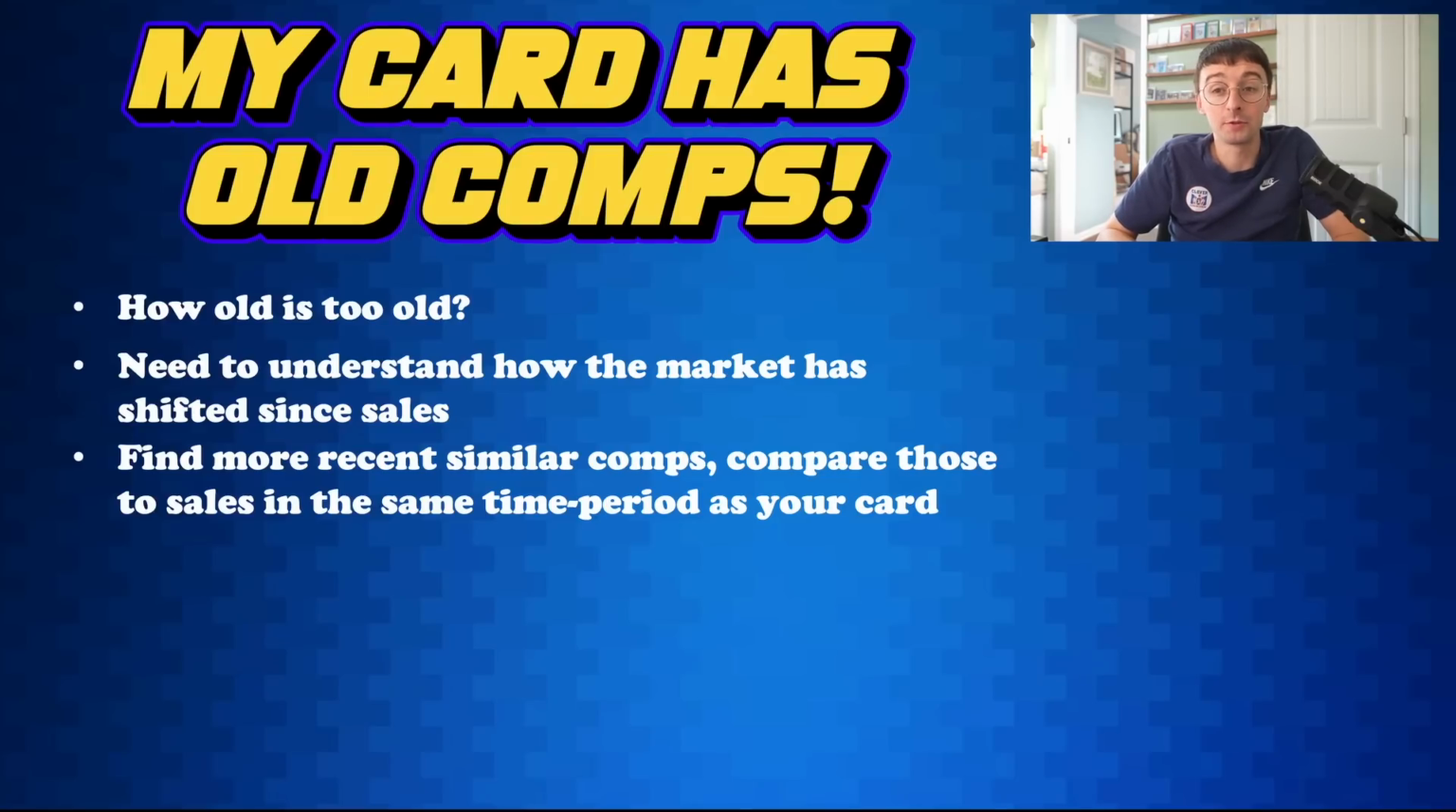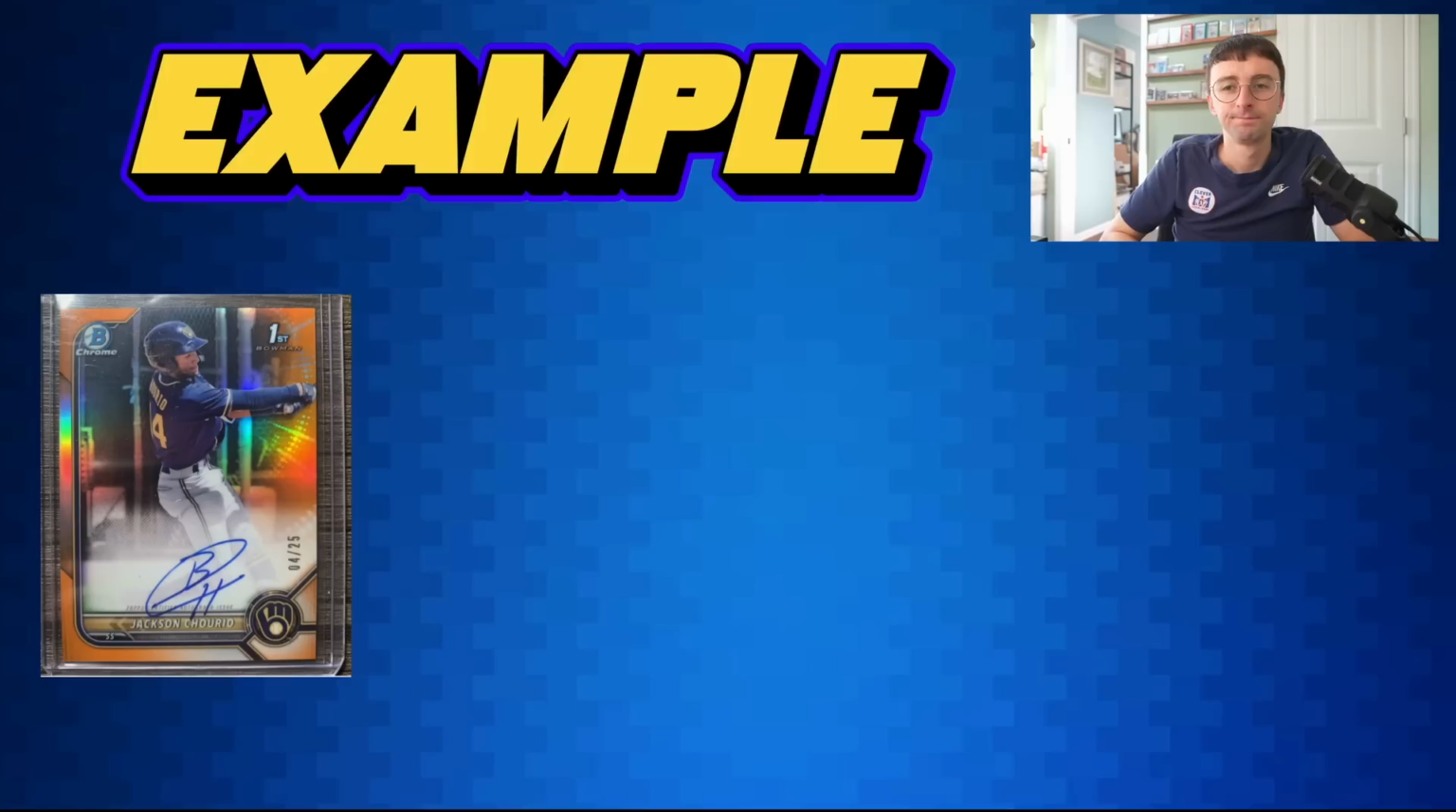You have Bowman prospects who, a week ago, may be too old a comp, depending on what has happened with them. So understand how the market has shifted since that last sale. I would suggest finding a more similar comp that's recent and comparing that to sales in the same time period as your card. The example we have here is this Jackson Chourio first Bowman Orange Auto.